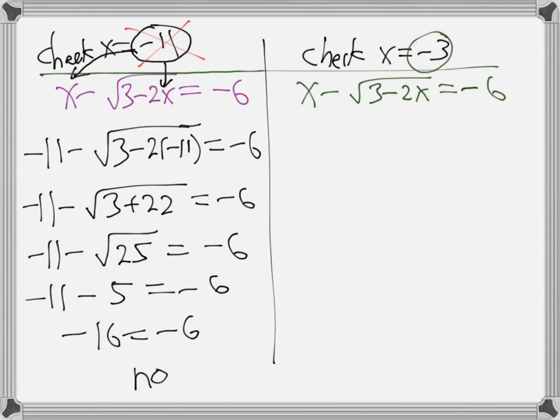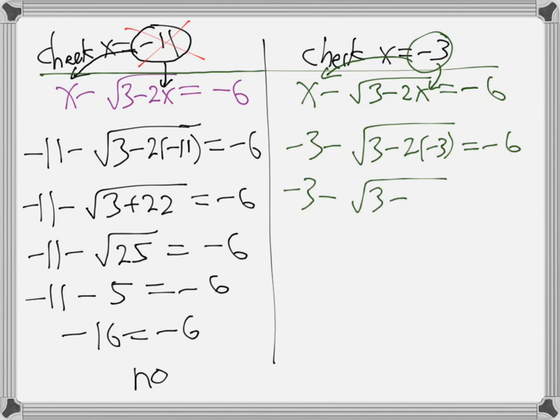we're going to take that negative 3 and we're going to plug it in. And x can only be one number at a time, huh? Either it's negative 3 in both spots or it's negative 11 in both spots. Whatever works, we'll see. So, negative 3 minus 2 times negative 3. 3 plus 6. Square root of 9. Square root of 9 is 3.